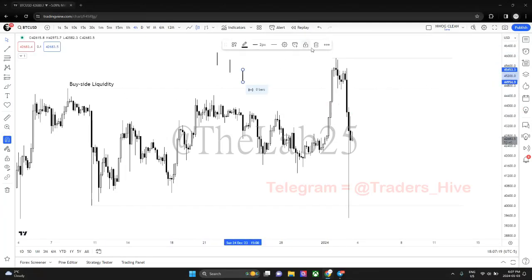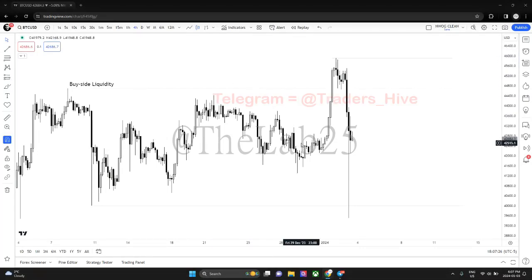So even when price was here, to me, it was obvious that price wanted to go below these lows, but due to the fact that it was trapped within this range, I wanted to see price go above here first, right? So we had price run above here and get the buy side liquidity.